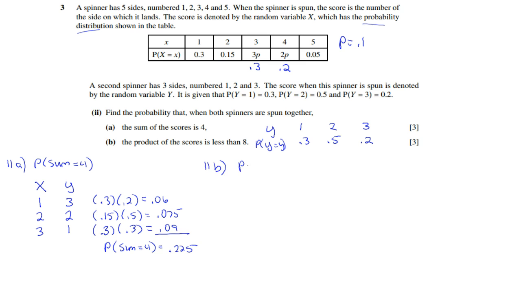Now, in the second part, they want to know the probability of a product being less than 8.